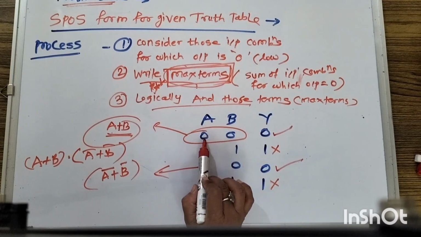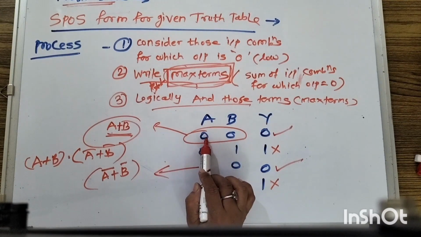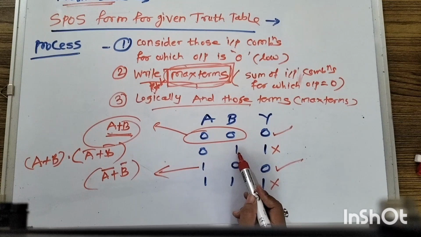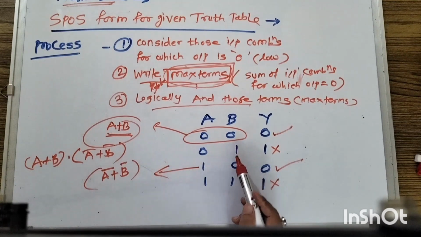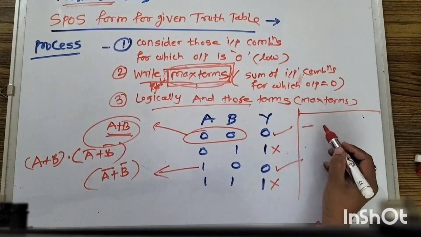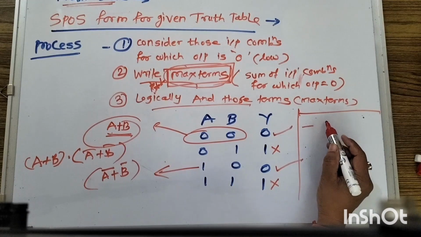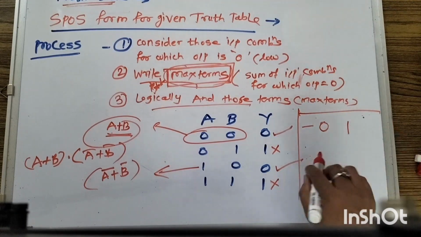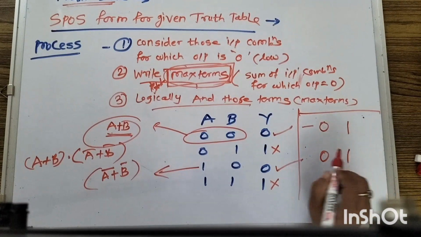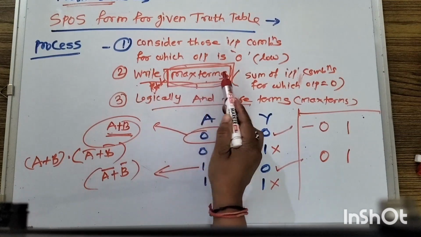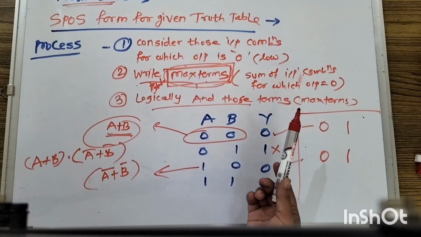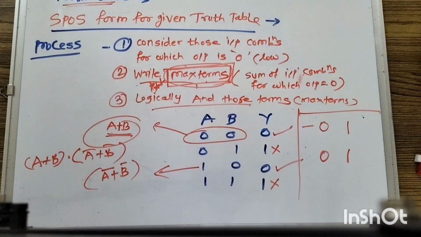That means complemented things are high value, and uncomplemented inputs are low value. That means in min terms and max terms we have already seen that. In max term, uncomplemented is taken as 0 and complemented is taken as 1, and in min terms, complemented is taken as 0 and uncomplemented is taken as 1. So this is the difference. So to write max terms you have to keep that in mind first, then write the max terms, and then just logically AND those terms. So this is very simple.